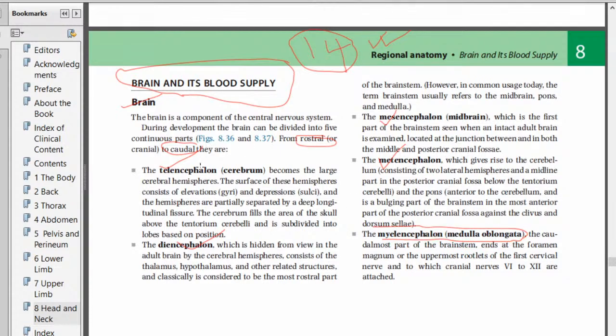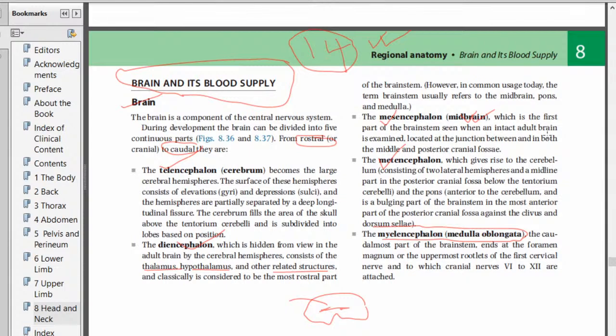So let's go through it again. Telencephalon means cerebrum, one of the most distinctive parts of the brain. Then there is diencephalon, which is hidden from view in the adult brain by several structures. It basically consists of the thalamus, hypothalamus, and other related structures. Below the telencephalon there is the diencephalon, and then there's the mesencephalon, which is called the midbrain, one of the parts of the brainstem.